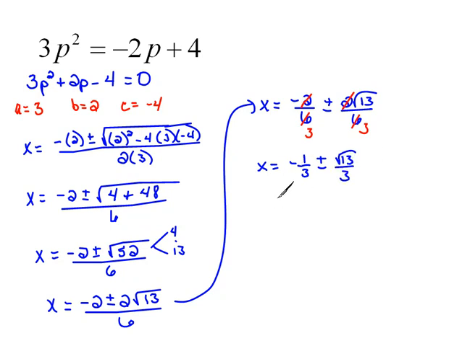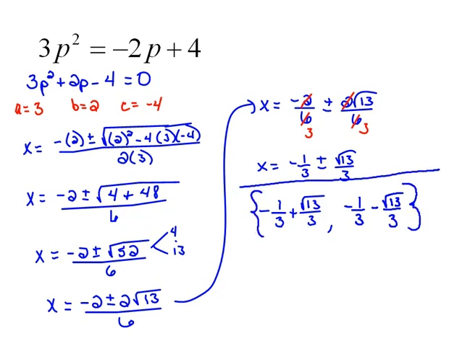So written as two separate answers, that would be negative 1/3 plus the square root of 13 over 3, and also negative 1/3 minus the square root of 13 over 3. That would be our solution set. But the key here is that we had to make sure that they were in the correct order before we listed our A, B, and C. So that's a very, very important thing to remember.